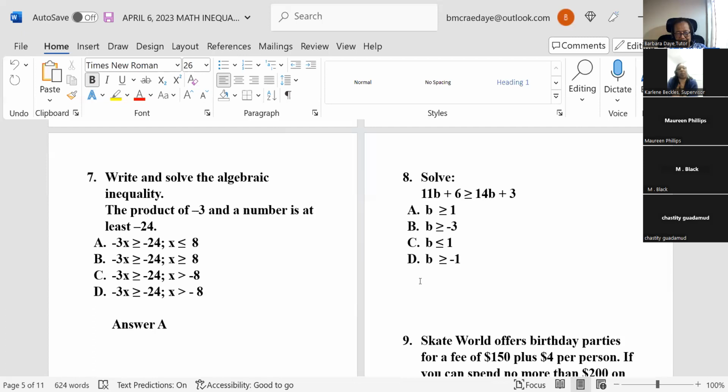And it doesn't matter which step you do first, whether you get the variables together or the constants together, it will still work out the same.